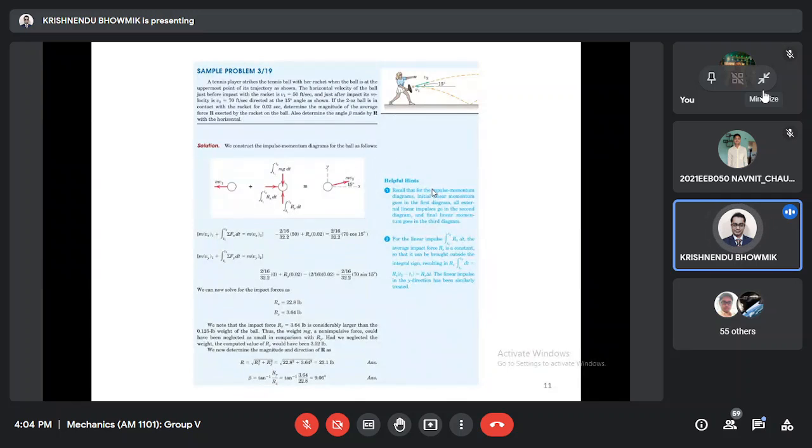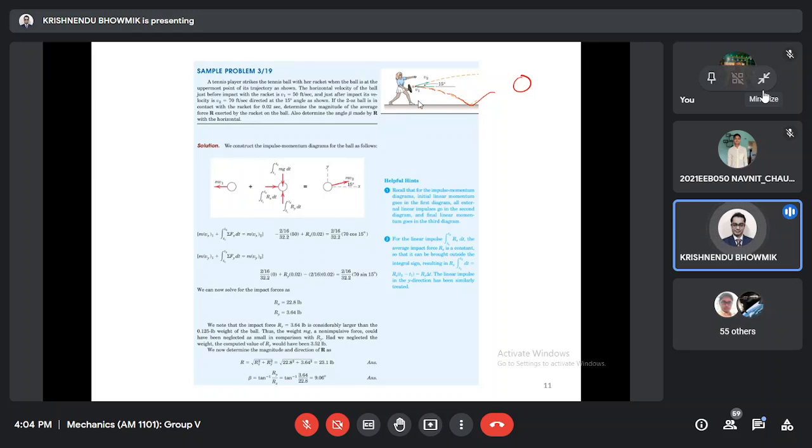There is one tennis player who strikes the tennis ball. Here, this is a tennis ball with a racket when the ball is at the uppermost point of its trajectory as shown. So this ball is moving like this, and this position is the uppermost point. Then there the man hits.